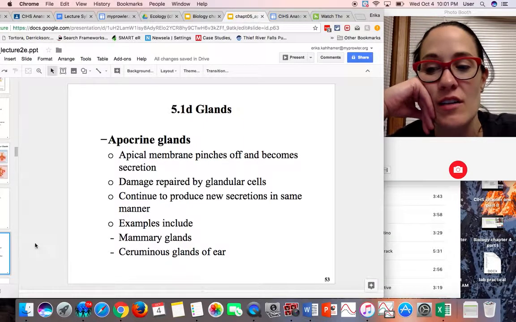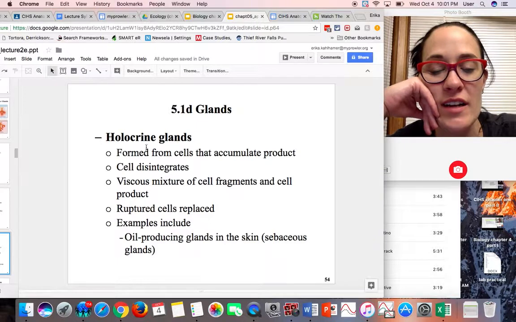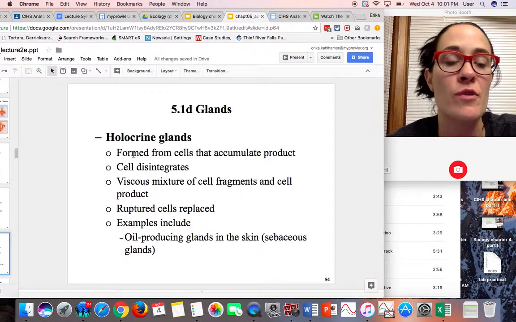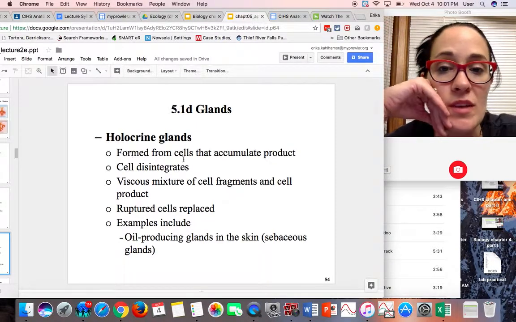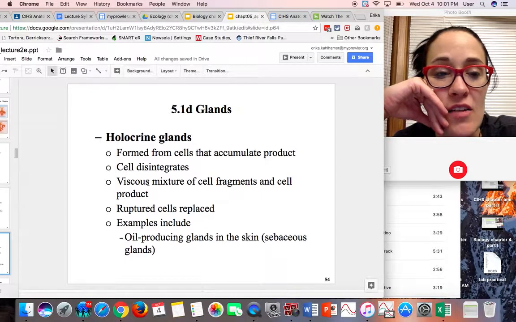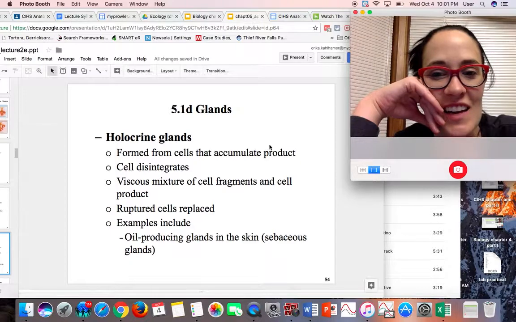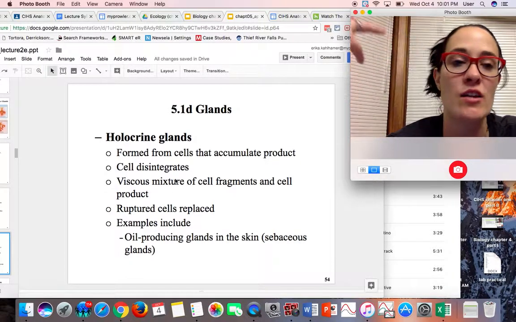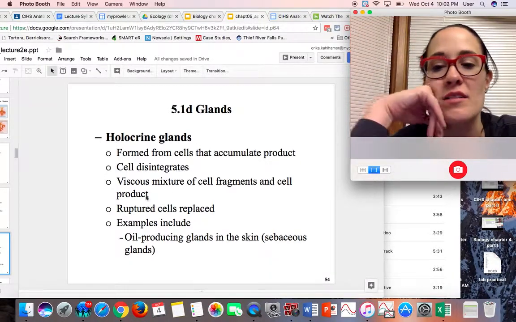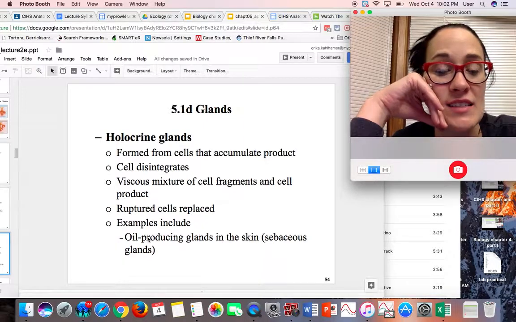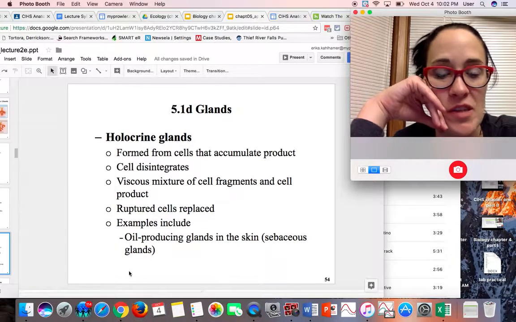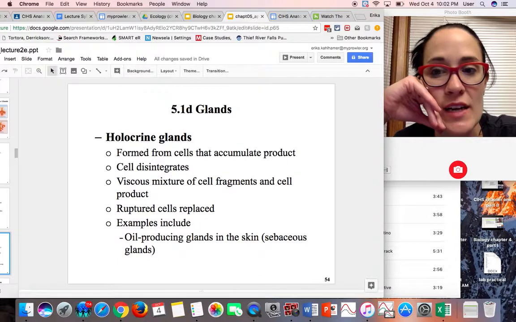And then holocrine glands are formed from actually full cells being released. The cell disintegrates, so it's a viscous mixture of cell fragments and the product that your body is making and releasing through the duct. So oil glands in the skin, also called sebaceous glands, are an example of a holocrine gland.